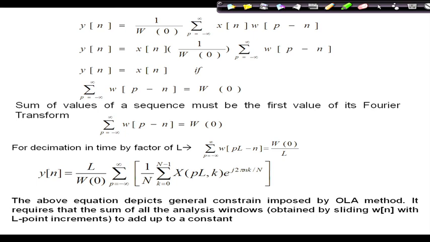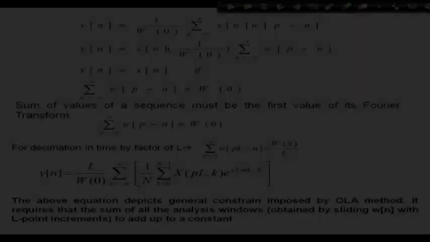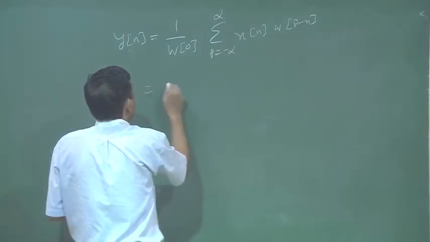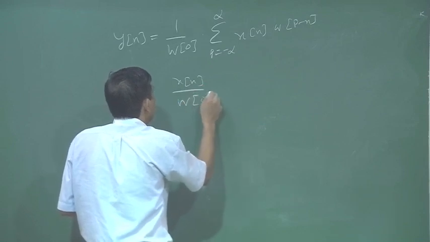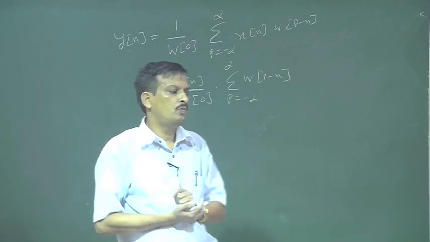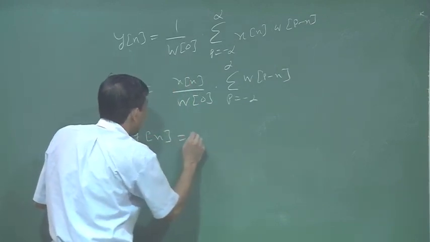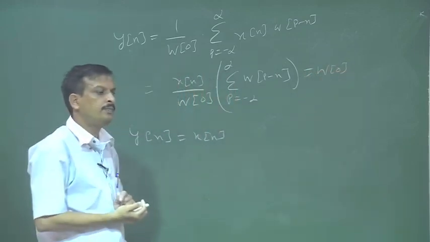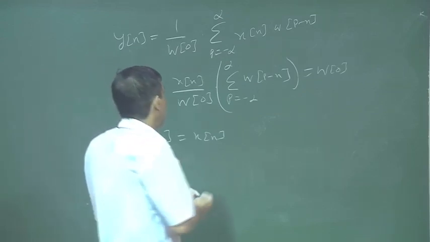Let us say Yn; what is Yn in the overlap add method? Yn is equal to 1 by W0 into the sum over p equal to minus infinity to infinity, so all segments I sum up, x of n into w of p minus n. So, I can say it is nothing but x of n divided by W0 into the sum over p from minus infinity to infinity of w of p minus n. Now, Yn is equal to Xn only if this part is equal to W0, or I can write capital W0.